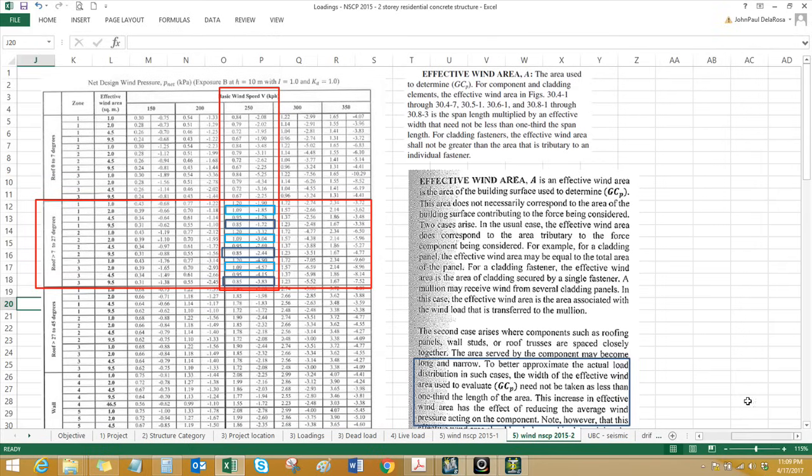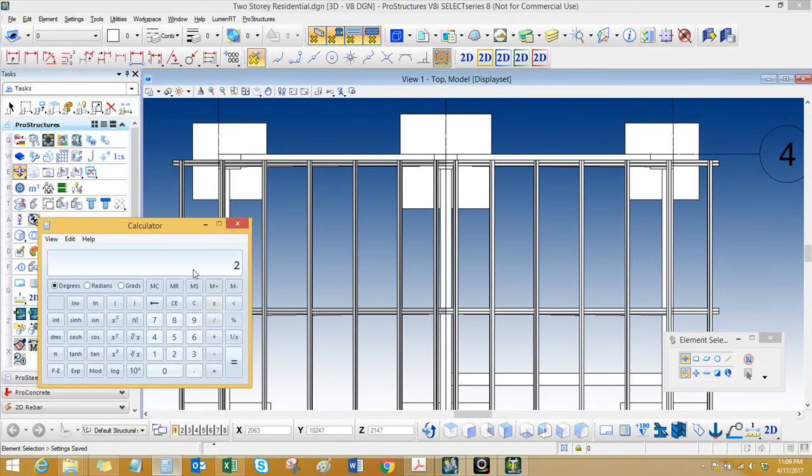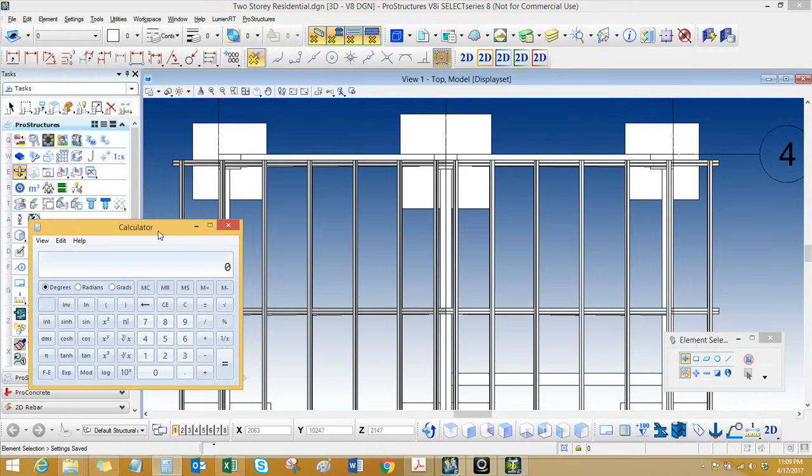So pero may magandang discussion diyan si NSCP. Okay? Ang sabi niya dito, ito ASCE 7 ito. Ito yung NSCP. So yung effective area width need not be less than 1/3 of the span length. Okay? So, dun sa purlins natin, okay, 2.5 yung between supports, which is ito yung span. So, divide mo to sa 3, which is 0.833.